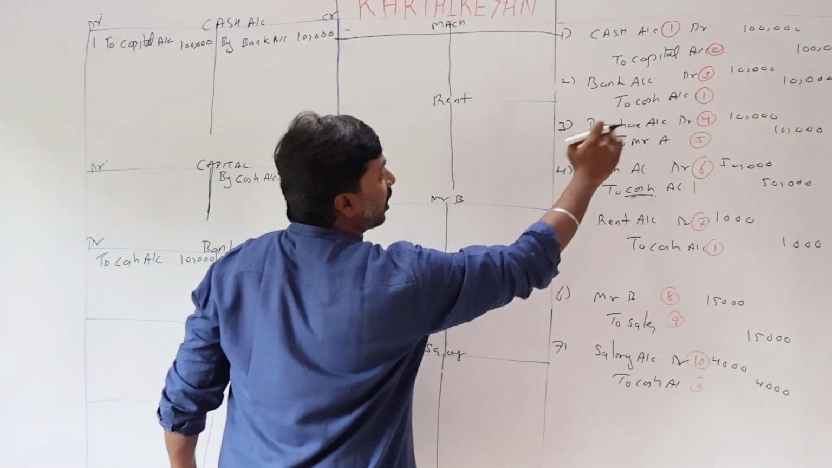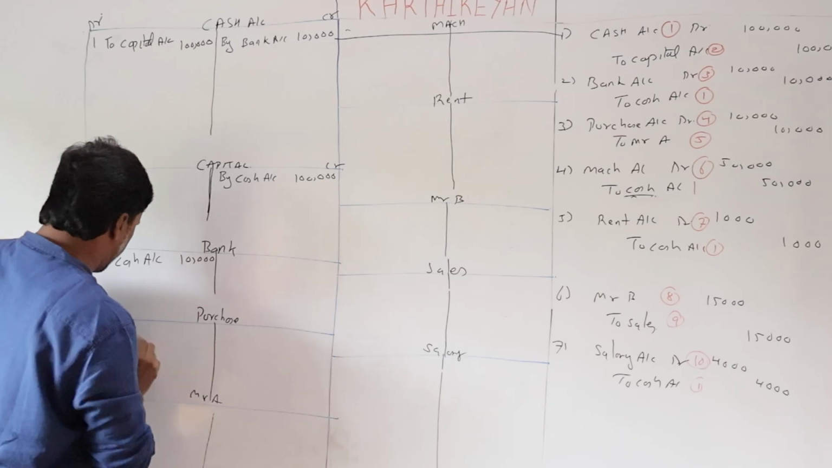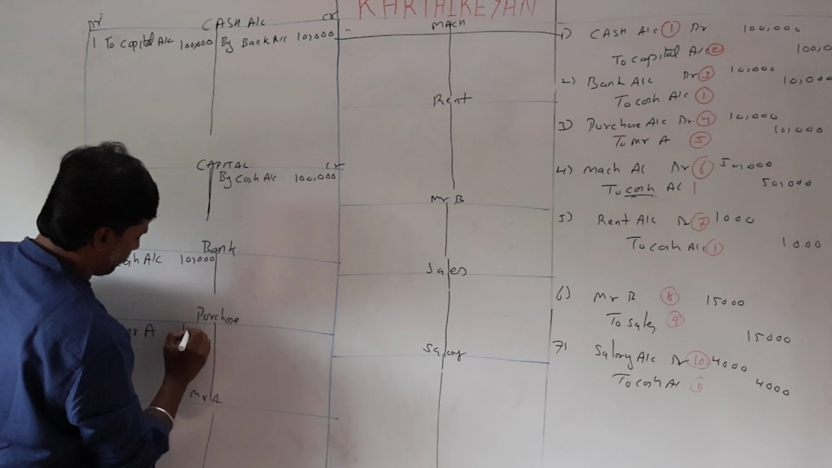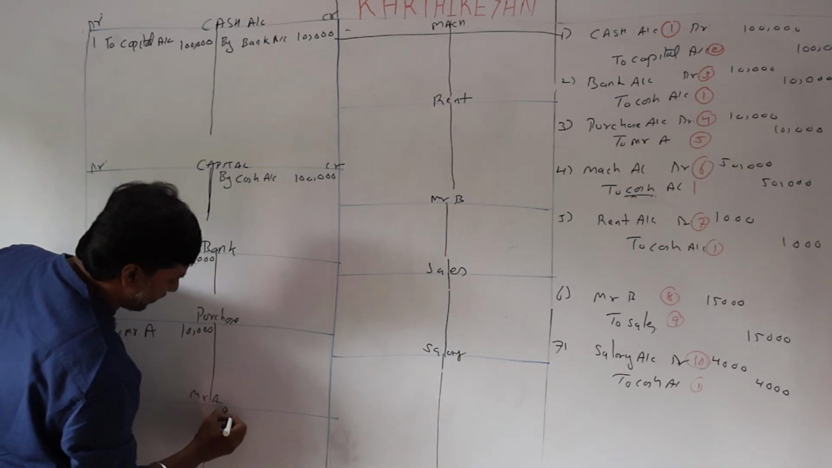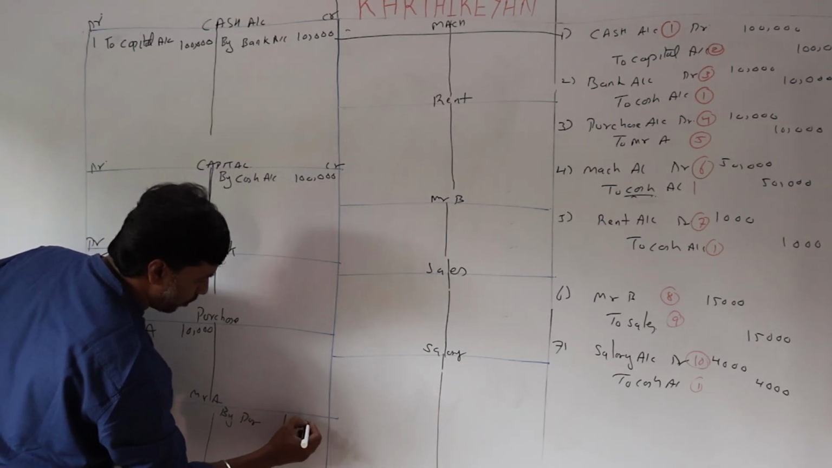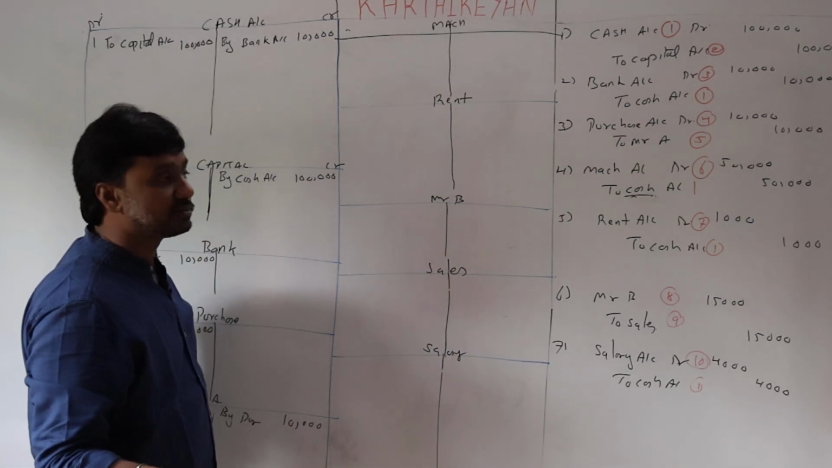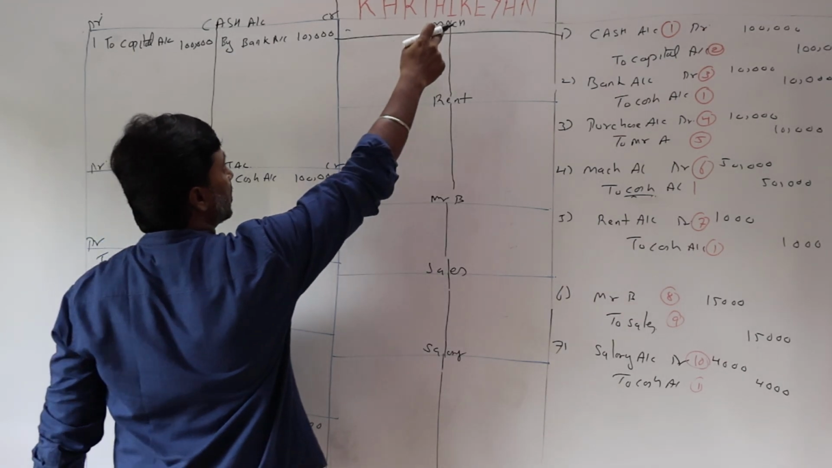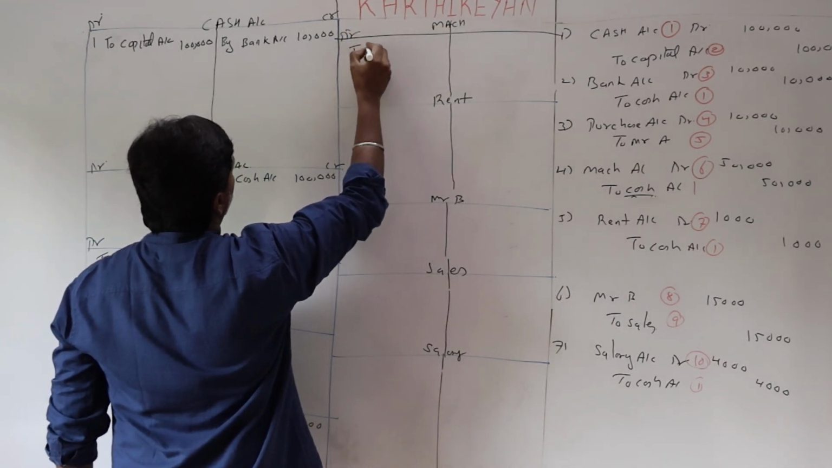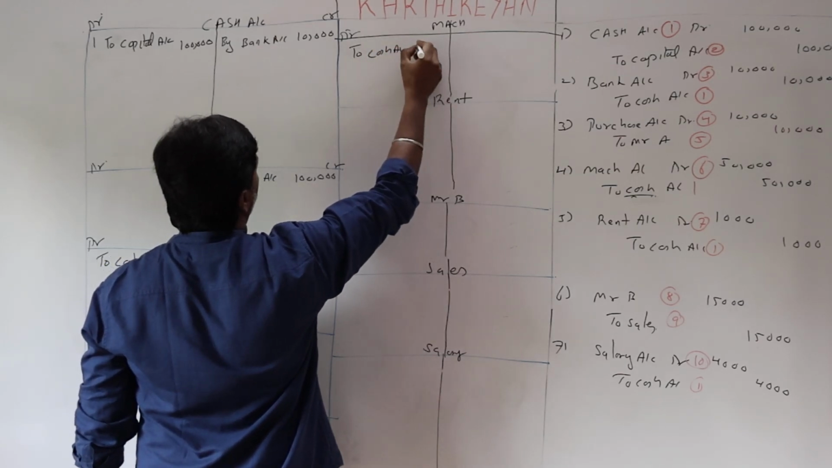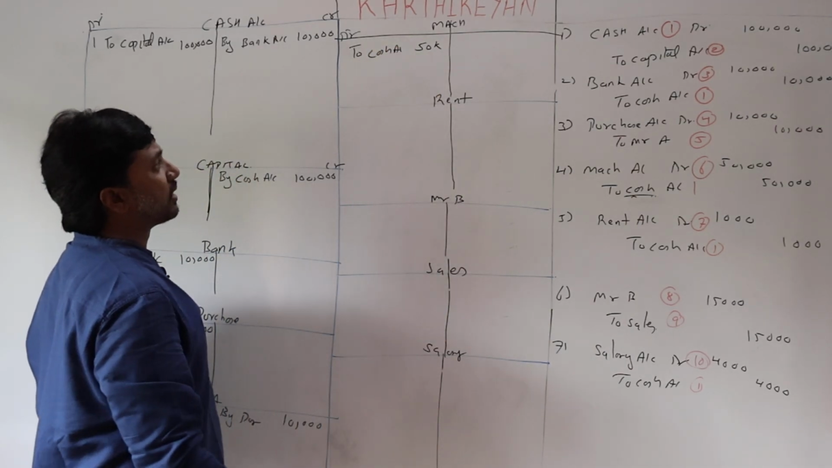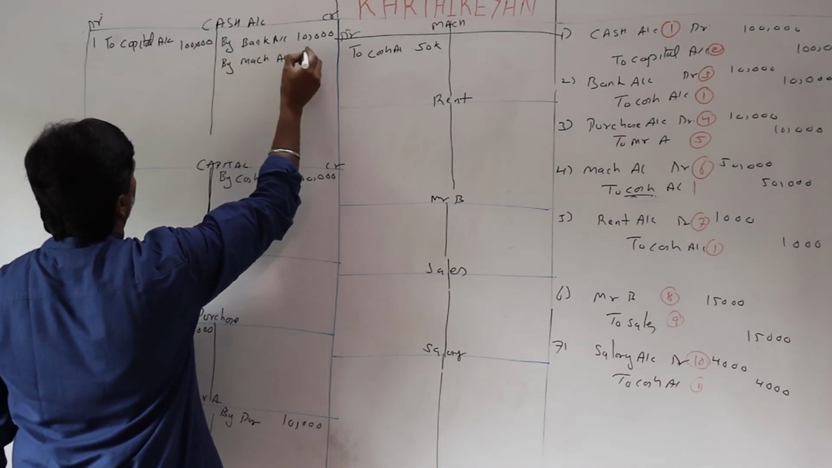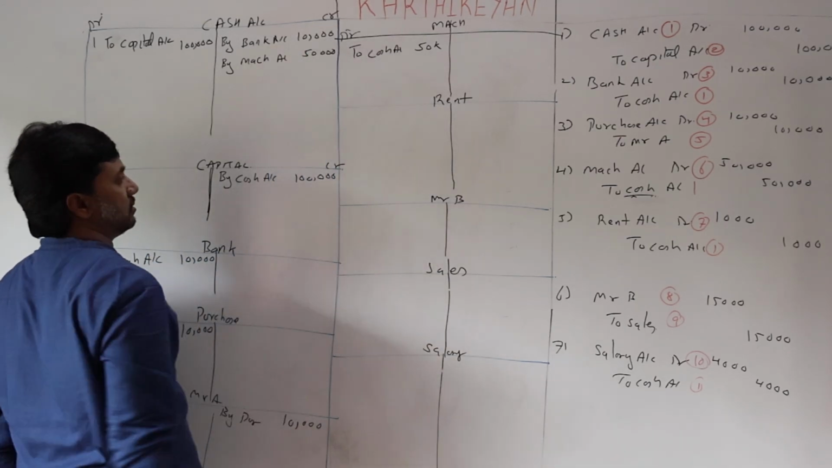Again, purchase account debited to Mr. A, Mr. A credited by purchase. How much amount, 10,000. Machinery account debited to cash account. How much, 50,000. What has happened to cash, credited by machinery account. How much, 50,000.